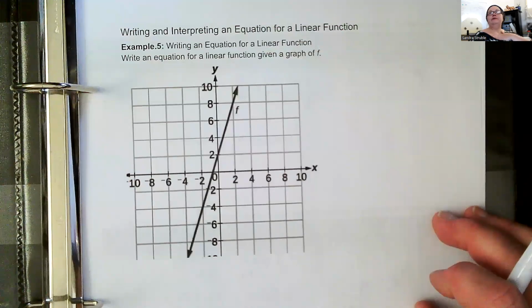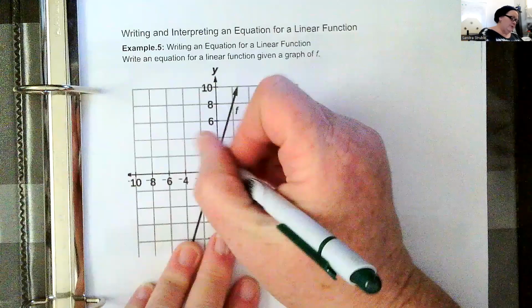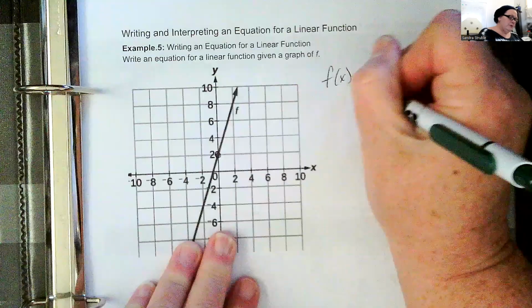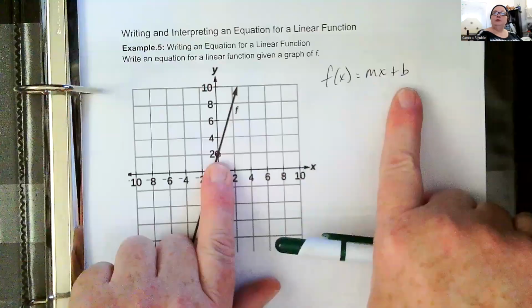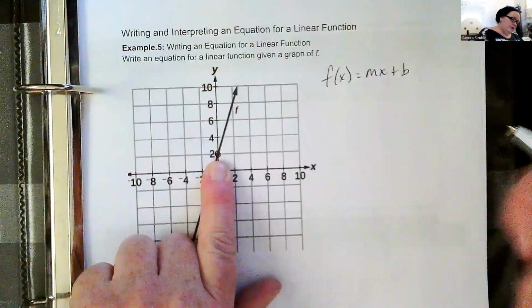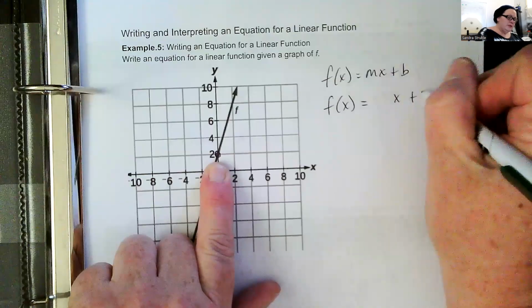All right, let's move to the next piece, example 5. Write an equation for the linear function given this graph f. So the first thing I want to do is find 2 points. The first one's easy. We want it to be f of x equals mx plus b. B is easy because we already know where it's intercepting the y-axis. That's our initial value, and that's going to be positive 2. So right now we have f of x equals something x plus 2.